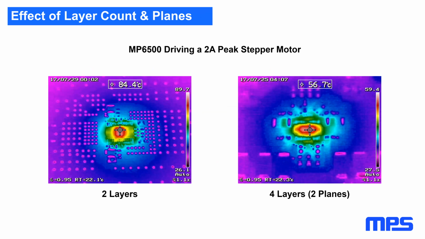These two thermal images show the difference between a 2-layer board and a 4-layer board with solid inner planes. This was done with an MP6500 running 2 amps peak into a stepper motor. So you can see on the 2-layer board, the case top temperature of the IC, which is what the thermal imaging camera really measures, is 84 degrees C. On the 4-layer board, the temperature is 56 degrees, almost 28 degrees cooler.